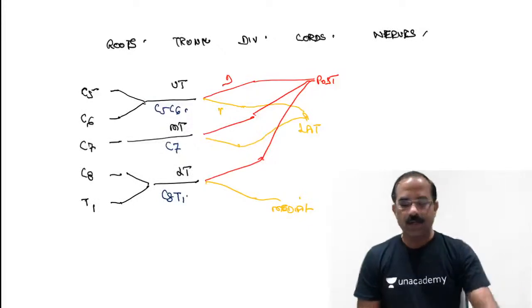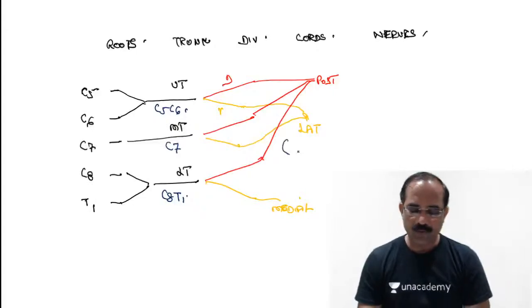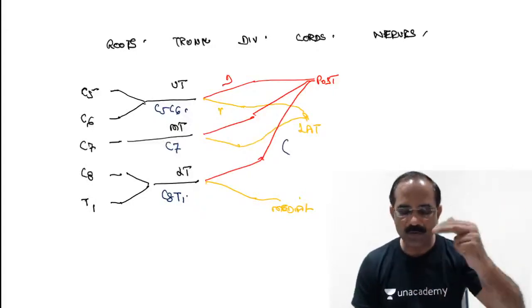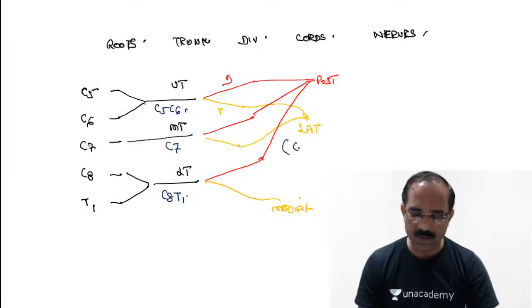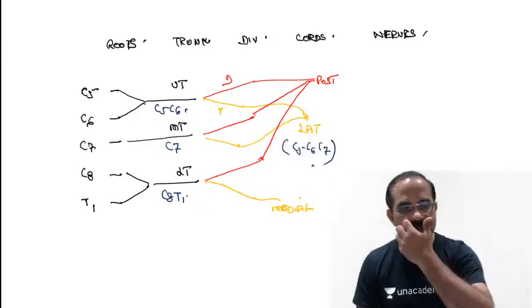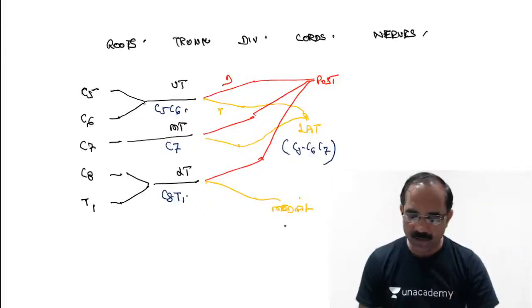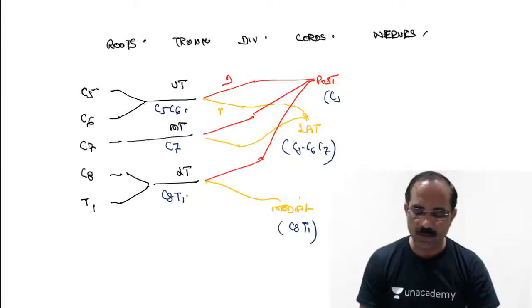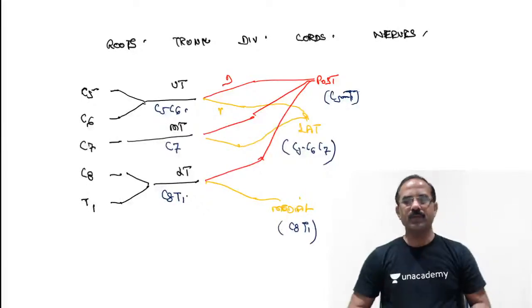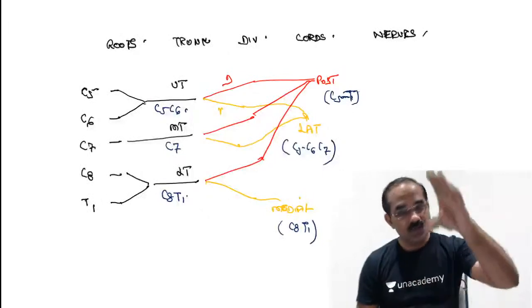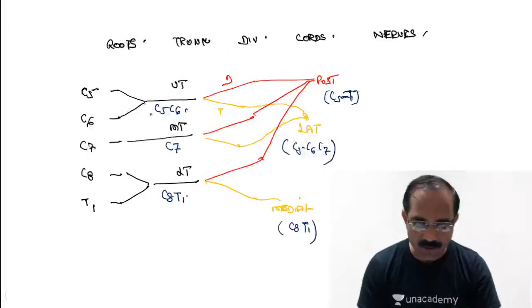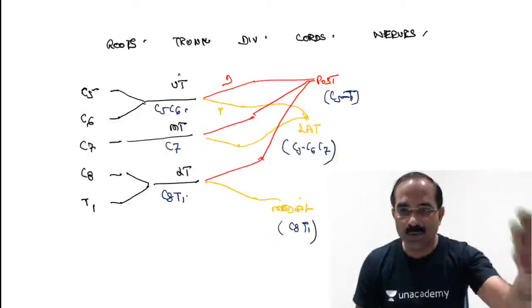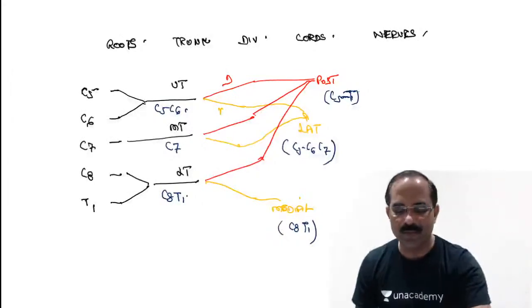C8 and T1. So now students, what is the root value of the lateral cord? The lateral cord is formed by the ventral divisions of the upper and middle trunks, so its root value is C5, C6, C7. For the medial cord, it is C8 and T1. And for the posterior cord, all the roots, C5 to T1. Clear? So Erb's paralysis is injury to which trunk of the brachial plexus? Upper trunk. And the upper trunk is formed by which roots? C5, C6.